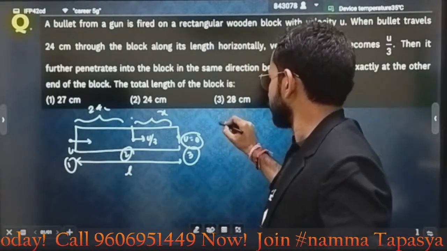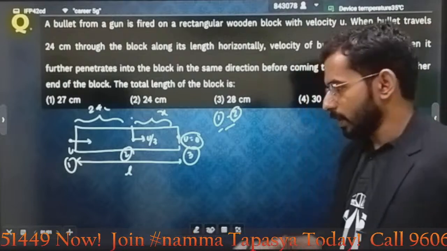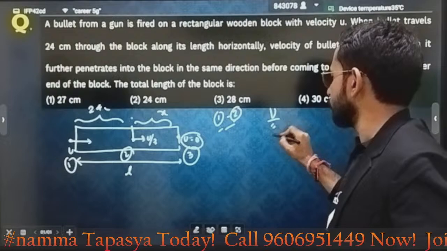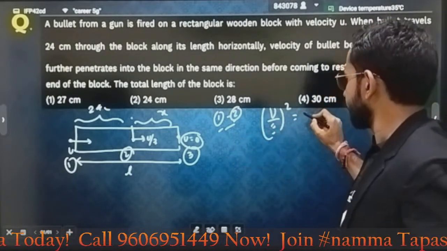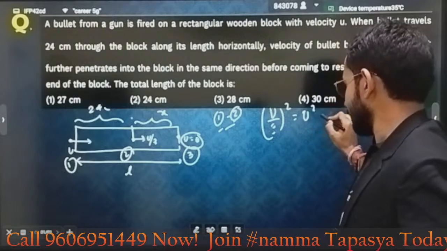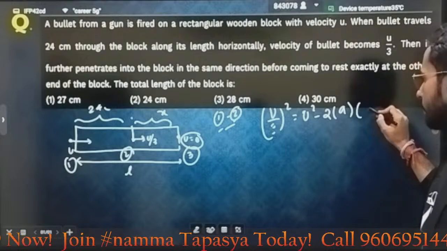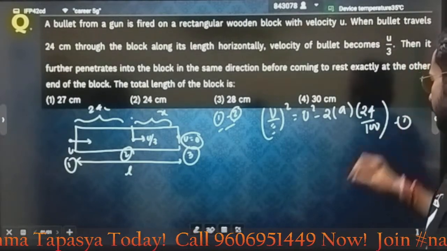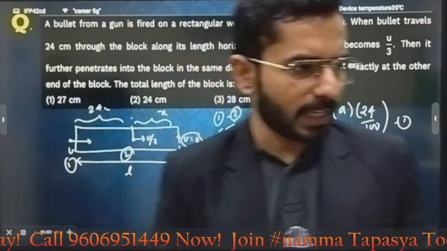For 1 to 2, what equation can you say? Can you simply apply v square minus u square is equal to 2as? What I will be writing: v square, the final velocity, is u by 3 whole square, is equal to u square minus 2 times a, where a is the acceleration, and the displacement is how much? 24 centimeter divided by 100. This will be your first equation. Any problem? I have applied a simple kinematics equation.